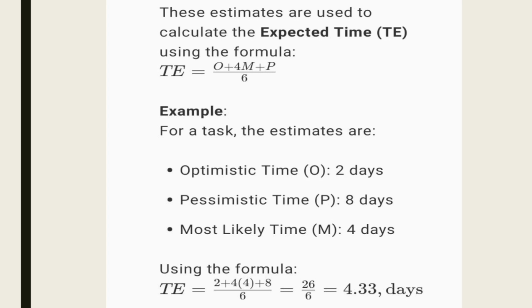After saying 2 plus 4 multiplied by 4 plus 8, the answer is 26. The whole of it divided by 6, then the answer is 4.33 days. That means your project is going to take the whole 4 days, and on the 5th day, you're just going to take a little amount of time, and on that particular 5th day, you're going to finish your work. That is why the answer is 4.33 days.